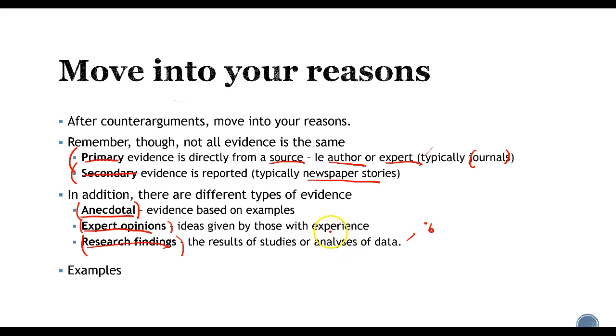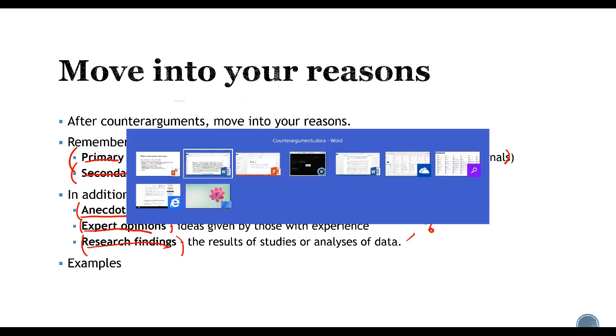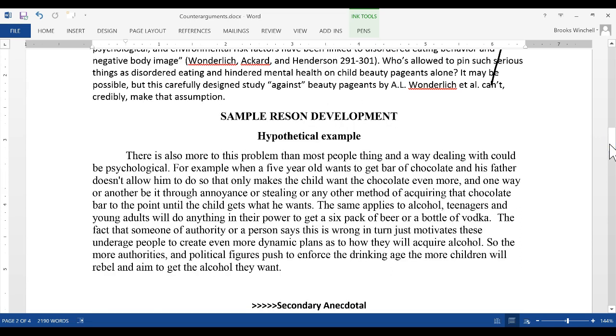So let's take a quick look at some examples of some different ways of developing your reasons. In this example right here, this person doesn't actually use any evidence. He just makes up a hypothetical example, and you'll see it's not very strong. This is from an article about, no, sorry, this one's about underage drinking. And his thesis is something like the drinking age should be lowered to 18.